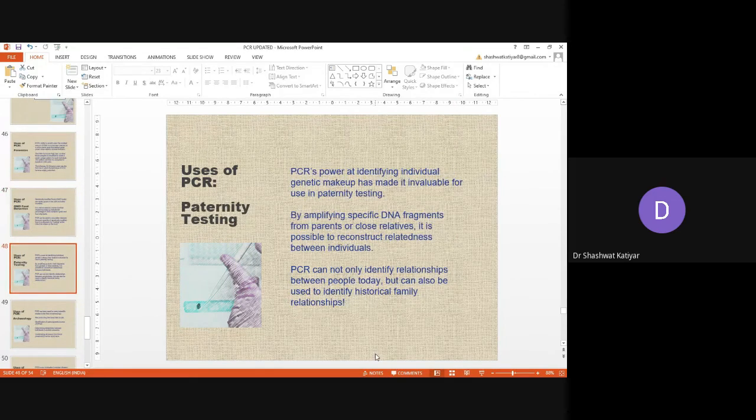And it is also used in paternity testing. PCR is a very powerful technique to identify an individual's genetic makeup, which makes it invaluable for use in paternity testing. By amplifying a specific DNA fragment from a parent to a close relative, it is possible to reconstruct phylogenetic similarities between individuals, or any type of genetic disease that can be genetically inherited. It can be recognized or identified by PCR. And PCR can not only identify relationships between people today, but it is also used to identify historical family relationships.